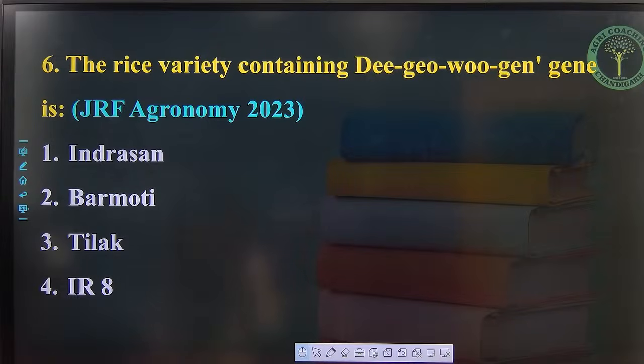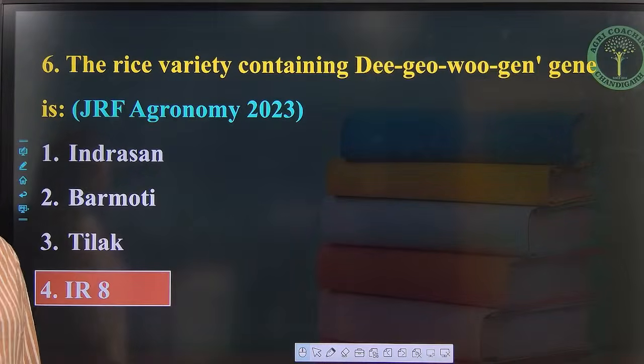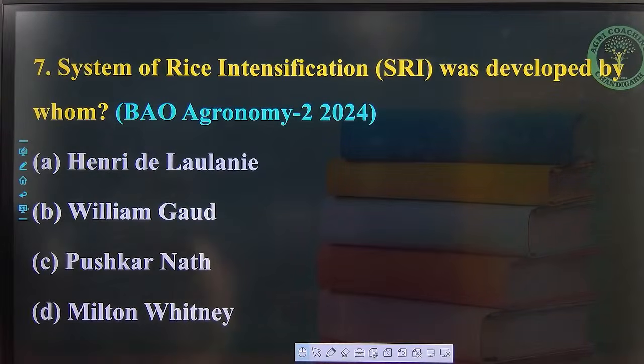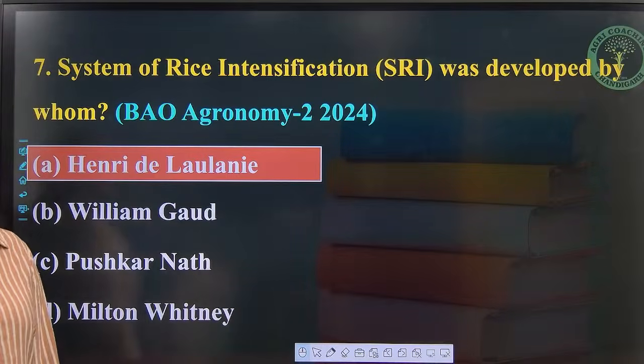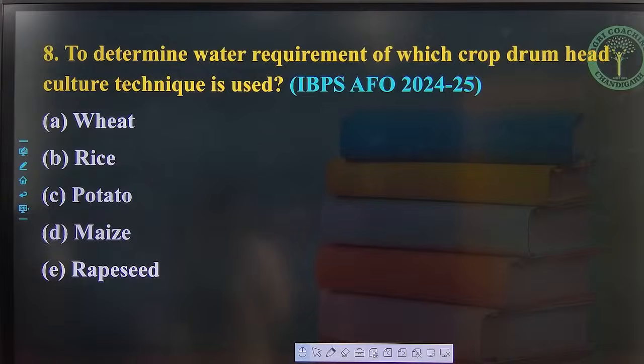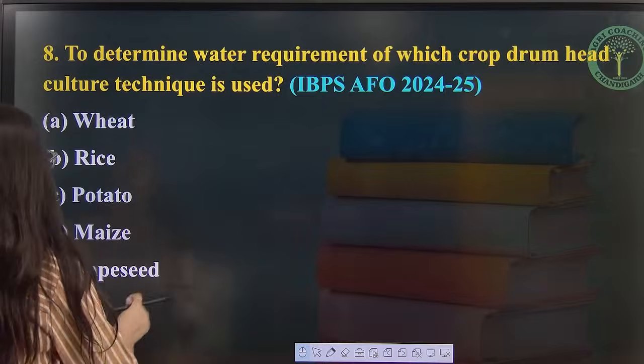What will be the answer? Everyone, the rice variety containing Dee-geo-woo-gen is? Okay, IR 8. Fine. Next question. Yes, option number A, Henri de Laulanié. Good. Next. AFO 2002, 2425 exam. Drum culture technique. It was used for paddy. Okay, option number B, rice.